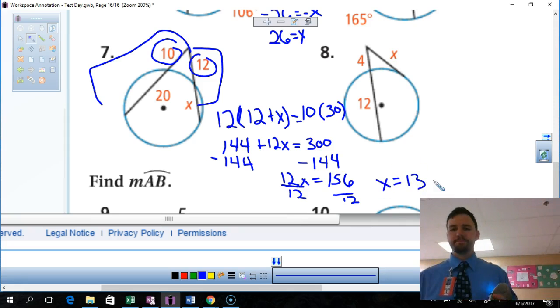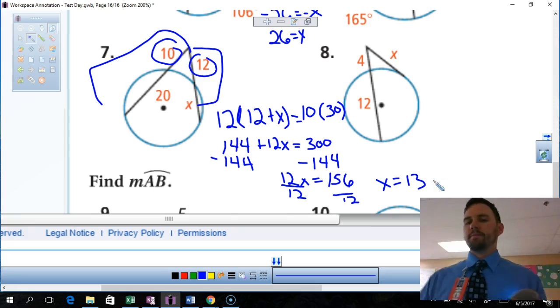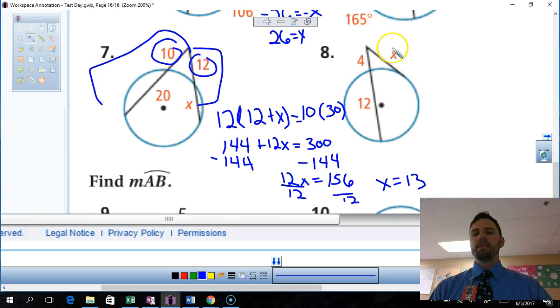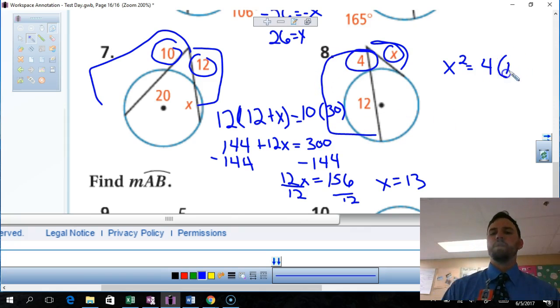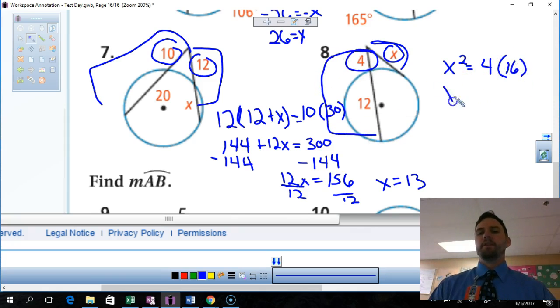Last problem. Alright, here we go. So, on number 8, piece times whole, but piece times whole is the same thing, so it's x squared equals piece times whole. 4 plus 12 is 16. So I get x squared equals 64, square root both sides, and x equals 8.